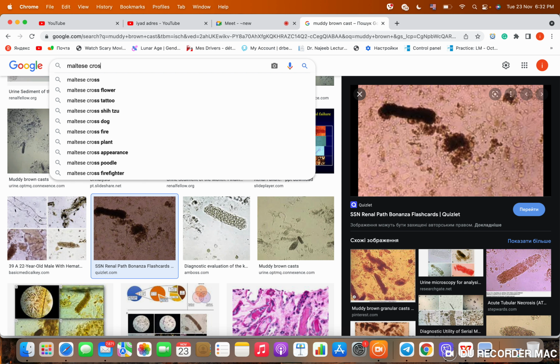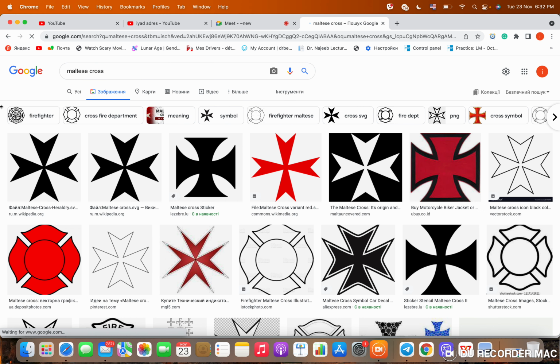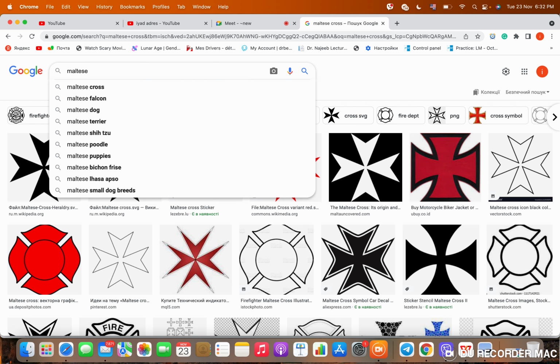Okay, so there is something called the Maltese Cross. Let me show it to you. This is the Maltese Cross, which is the symbol of the country Malta. There is a different type of Maltese Cross, which is seen in babesiosis. Okay, now we are going to speak about the Maltese Cross which is seen in case of nephrotic syndrome.